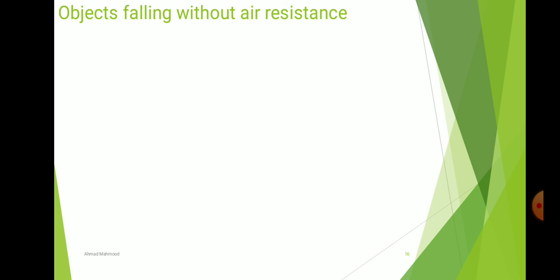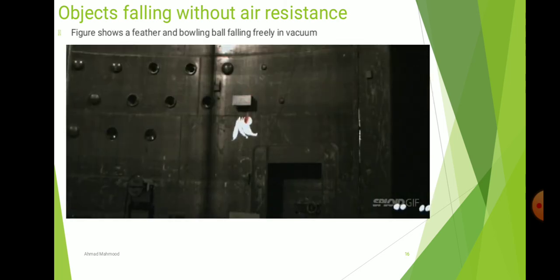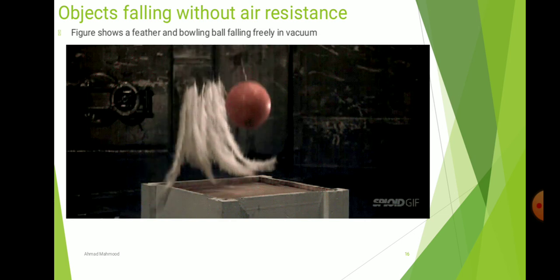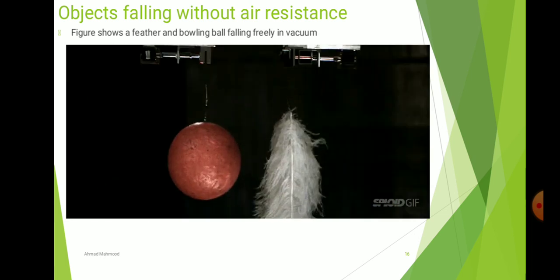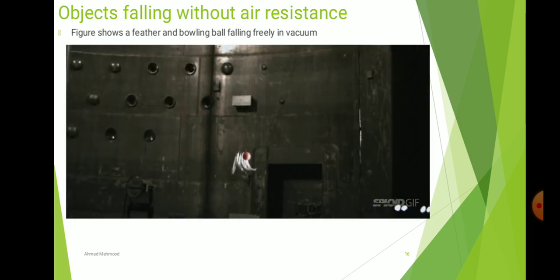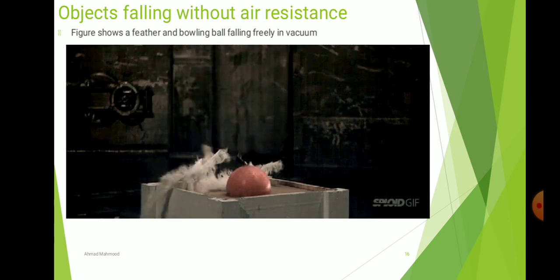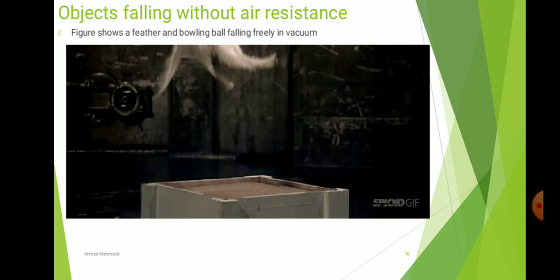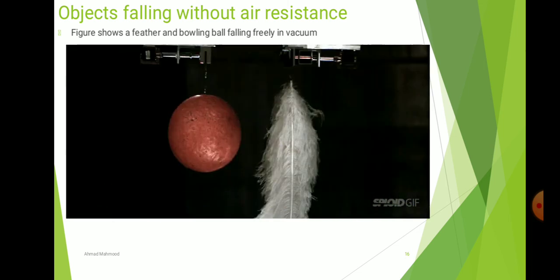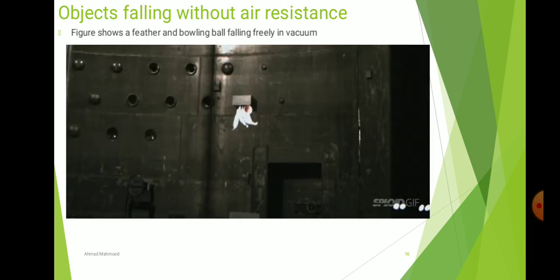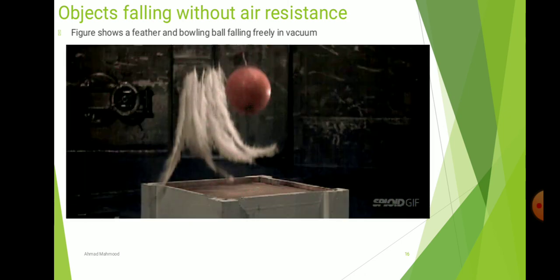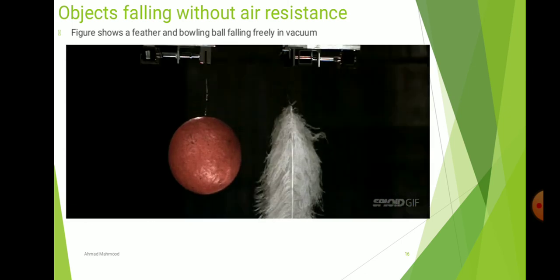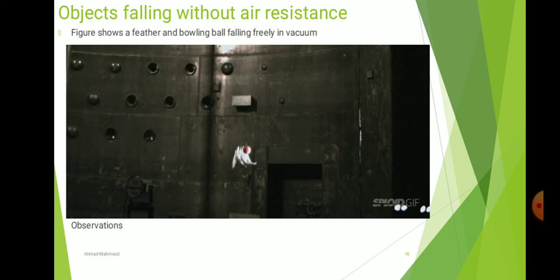But this will not be the case if we do this experiment in vacuum. Now look at the video, right? If we drop the two things simultaneously, they will reach the ground at the same time. Because we are doing this experiment in vacuum, there is no air resistance. So Galileo's experiment in the 17th century is verified from here, that the acceleration due to gravity is not affected by the mass or the size of the object, right?